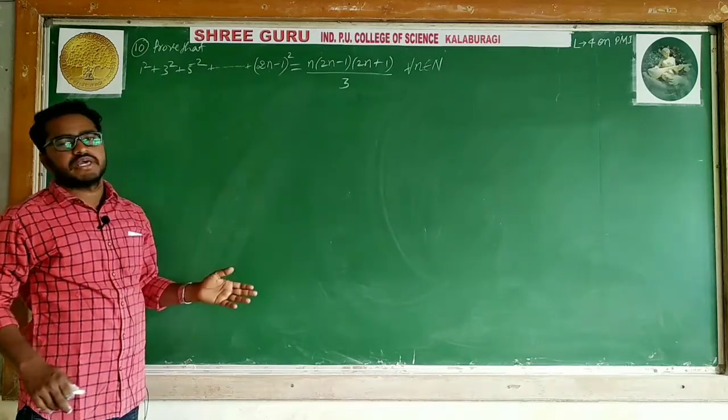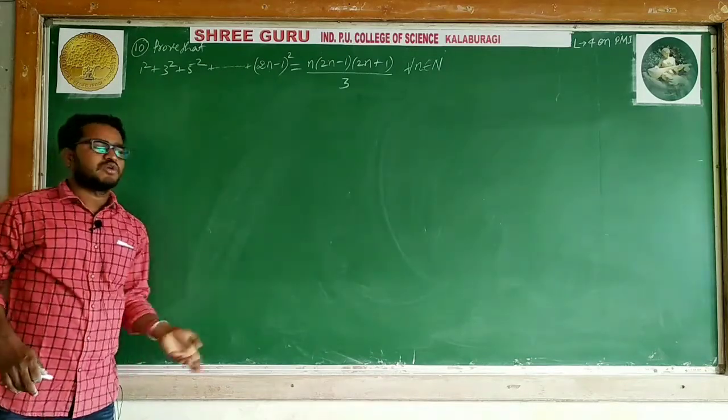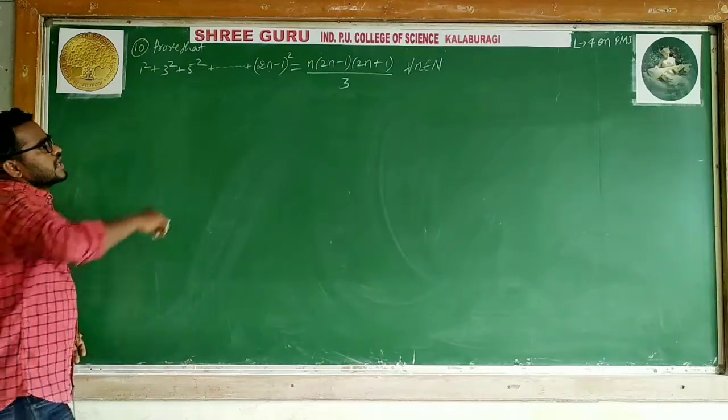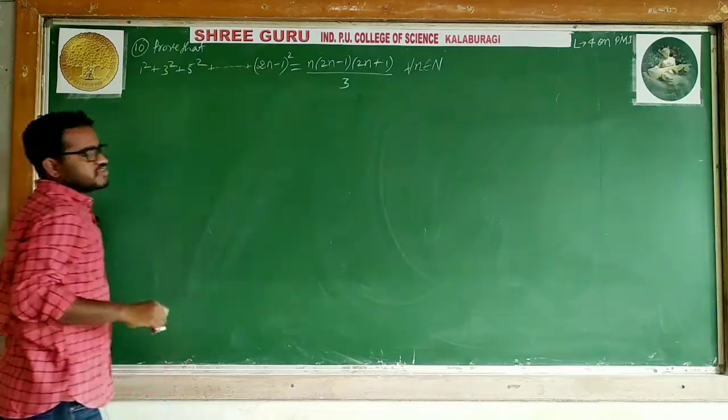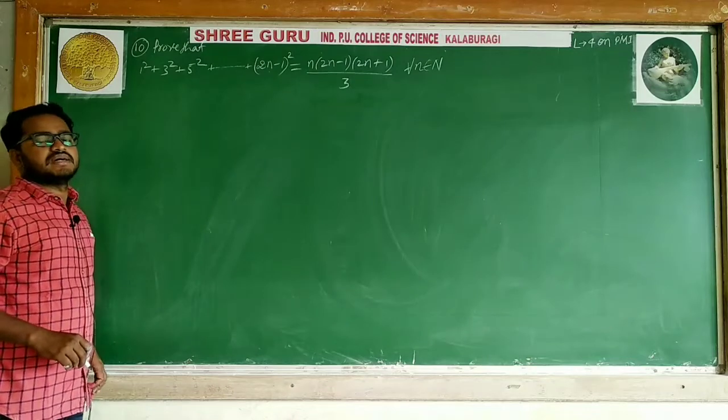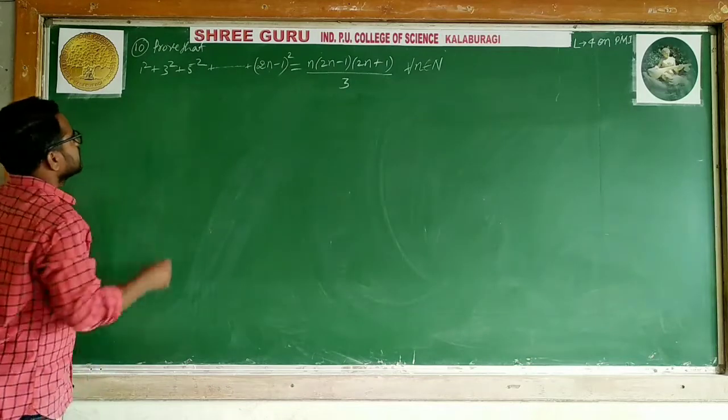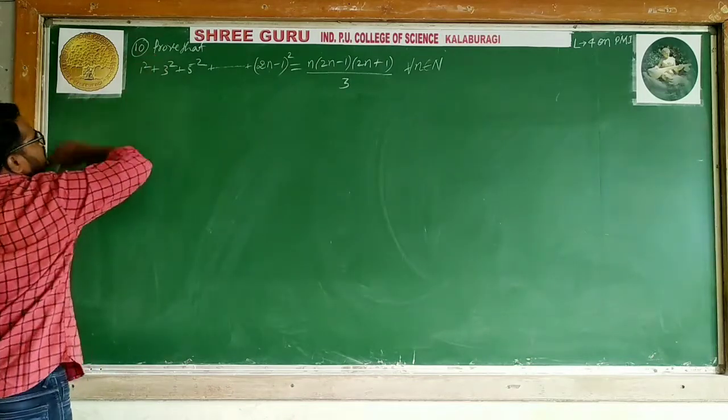Then I will go for n being any number k. Then I will go for n is equal to k plus 1. On the basis of this, I will decide which term we have to add using n is equal to k plus 1. I will say, let P of n be the given statement.